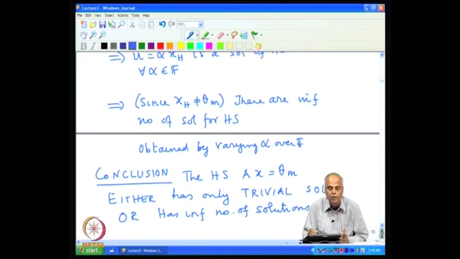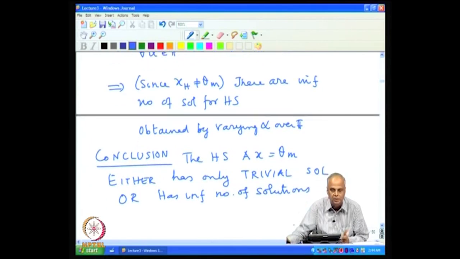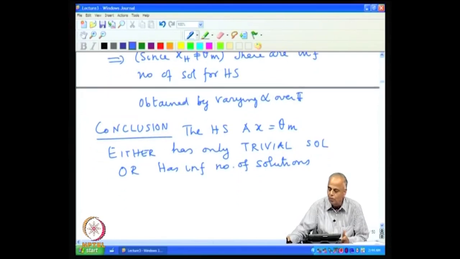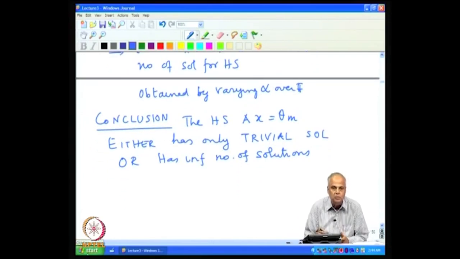Obviously, infinitely many of them must be non-trivial, because the only trivial solution is 0. So, therefore, the homogeneous system swings from one end to the other. It can have only the trivial solution, namely the 0 vector, or it can have an infinite number of solutions. Which one of these is true for the matrix A is going to have an impact on the nature of the solutions of the non-homogeneous system Ax equal to B.